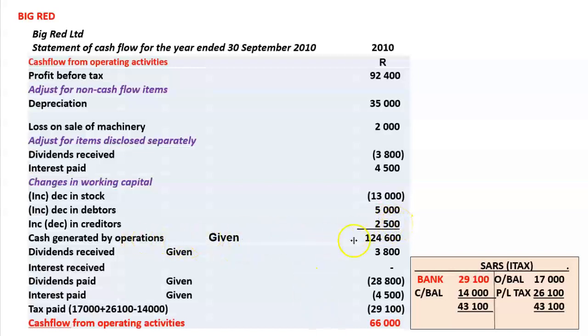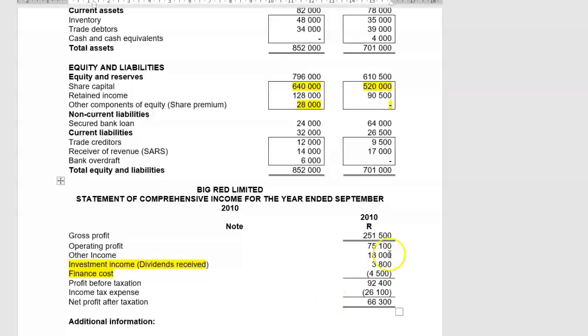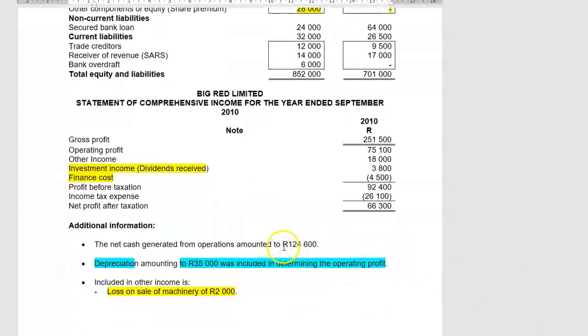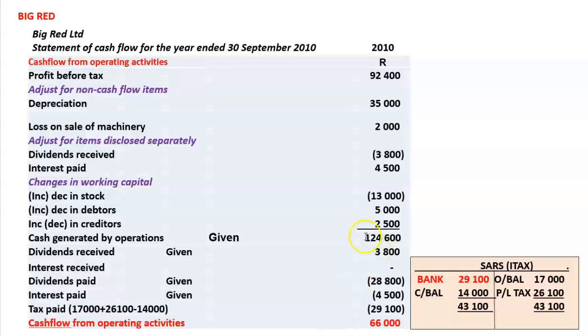So cash generated by operations, 124,600, and if you can remember correctly, they actually gave me that figure, so I had something to balance back to. So there's the 124,600 which they gave me there, and there's the 124,600 which I have actually determined there. Good, now it is our separately disclosable items.